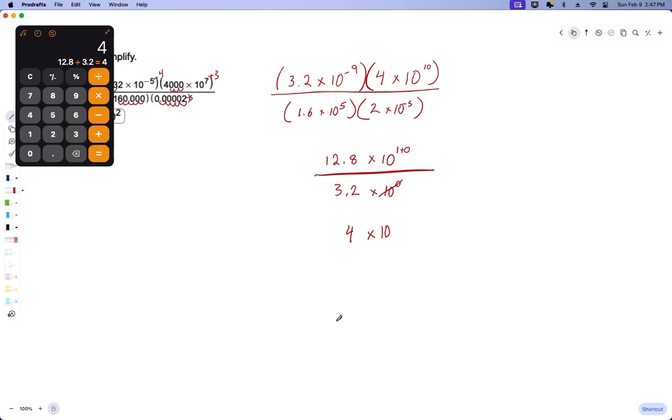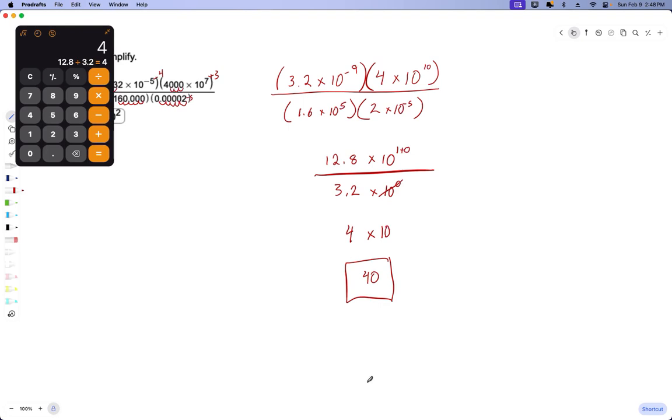You know how lazy mathematicians are. They're not going to write out 4 times 10 to the 1st power. That's way too many digits when we could just write 40. Right? Think about it. Wouldn't 40 be easier to write than 4 times 10? So this is the answer we're looking for.